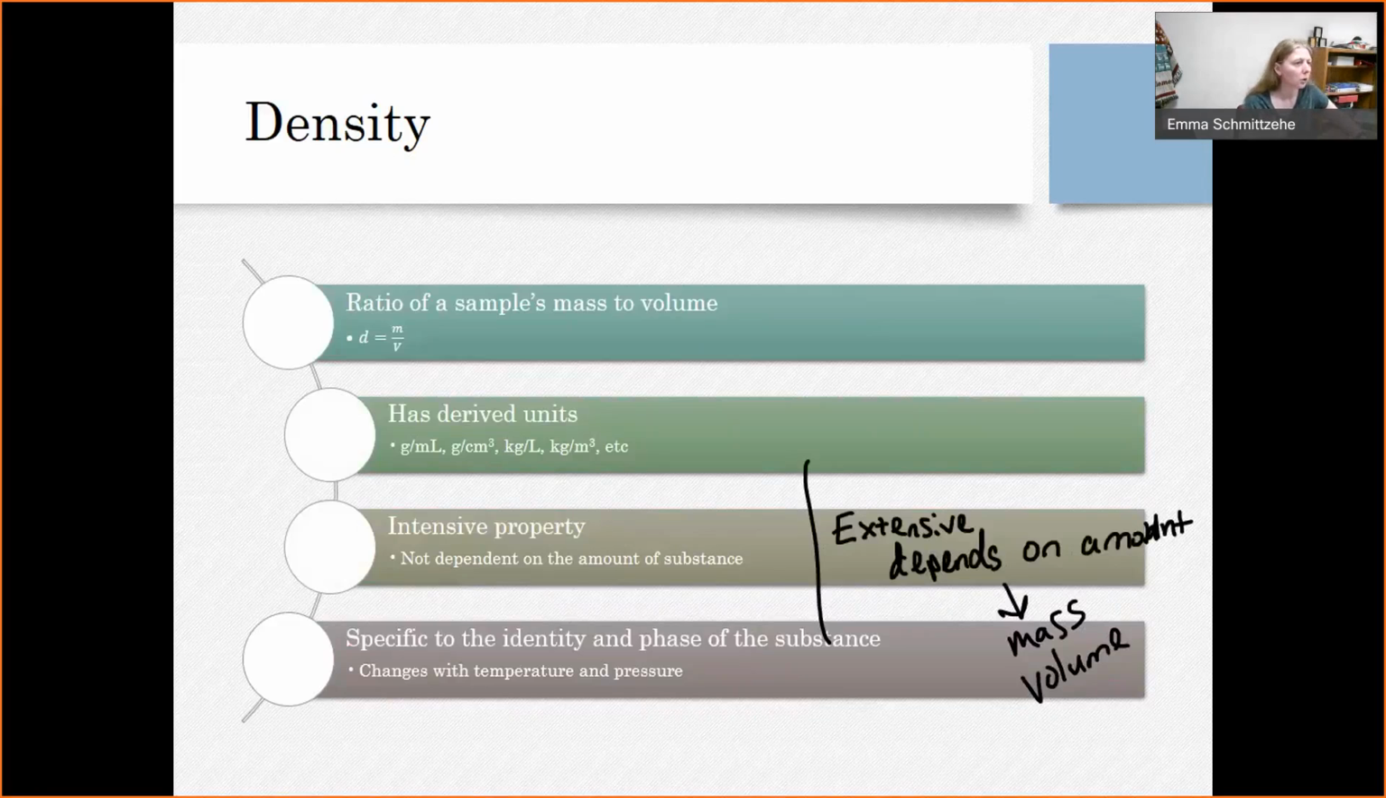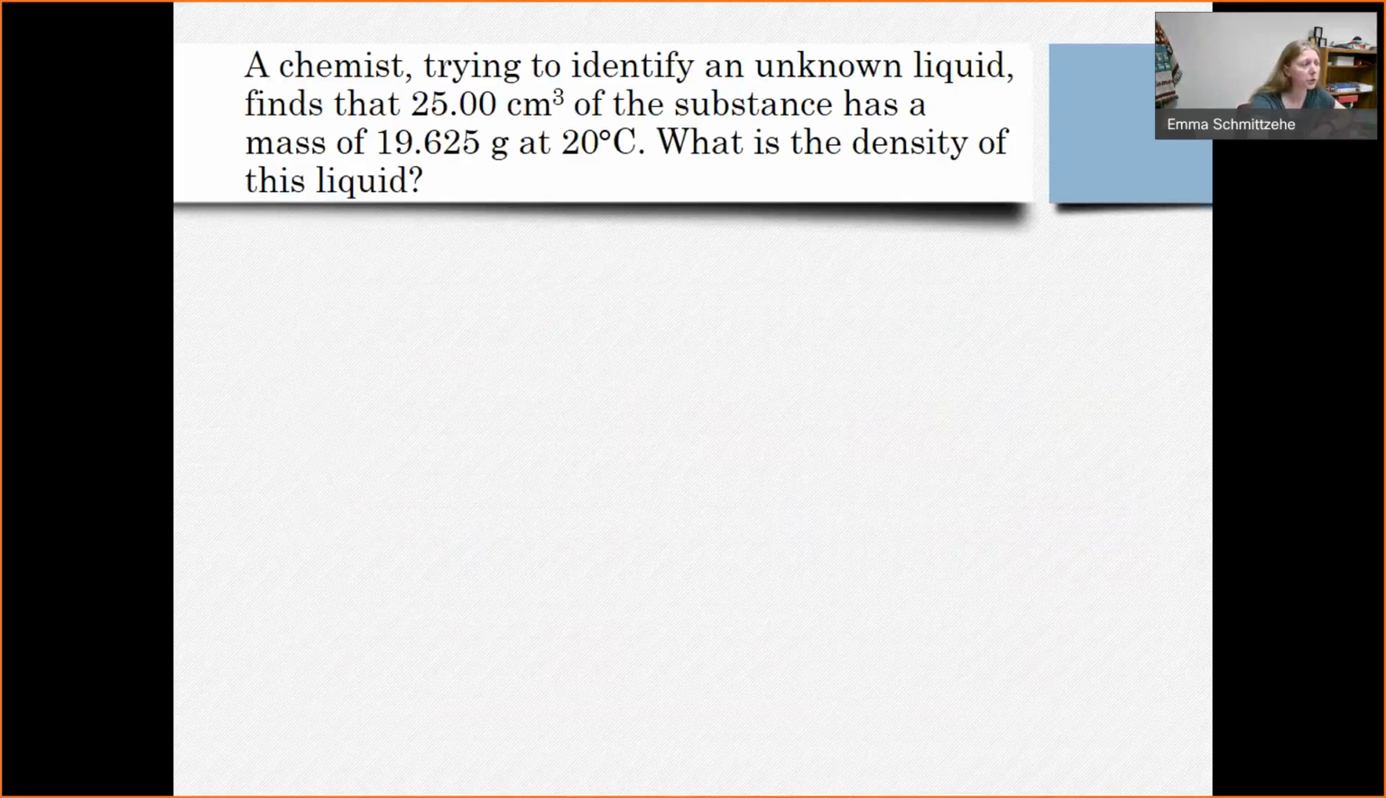So those are kind of some key points about what density is and what you should understand about density. Now, let's look at a few calculations involving density. So first, say we have a chemist who's trying to identify an unknown liquid. And they find that 25.00 cubic centimeters of that substance has a mass of 19.625 grams at 20 degrees C. Okay, and I want to know what's the density of that unknown liquid.